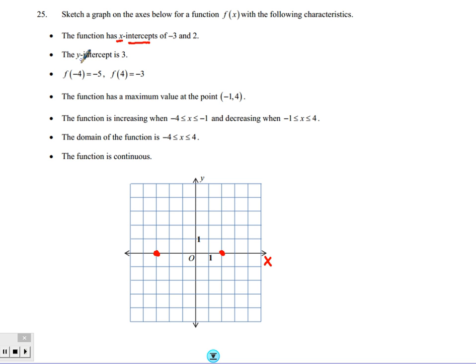The y-intercept, so it crosses the y at 3. Here's my y-axis, and it crosses at 1, 2, 3. So we're going to have to go through all 3 of those points.